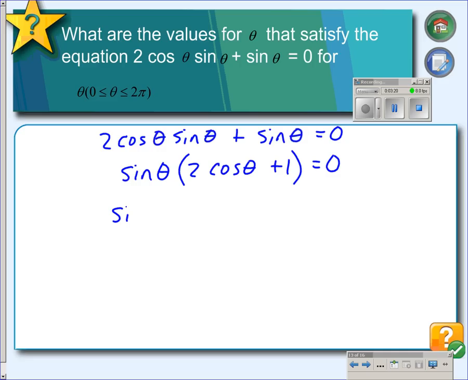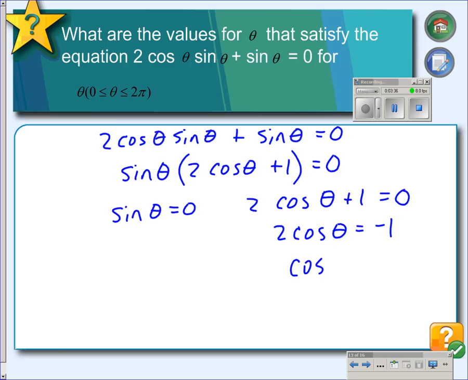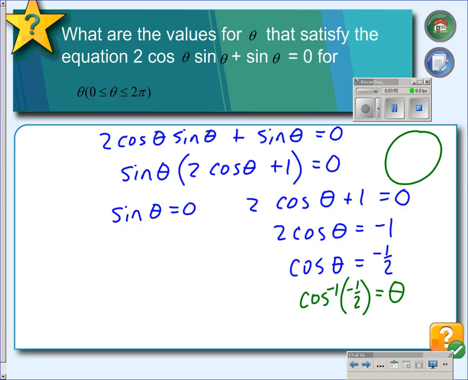Using the zero product property, sine theta equals 0, or 2 cosine theta plus 1 equals 0. And on the right here, we can subtract 1 and divide by 2. And then we're taking the inverse cosine. So we get the inverse cosine of negative 1/2 equals theta. So then you have to imagine the unit circle, and where on the unit circle do you have cosine equal to negative 1/2?